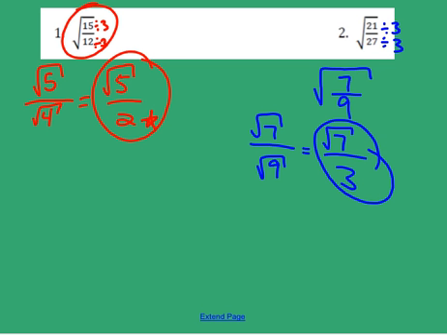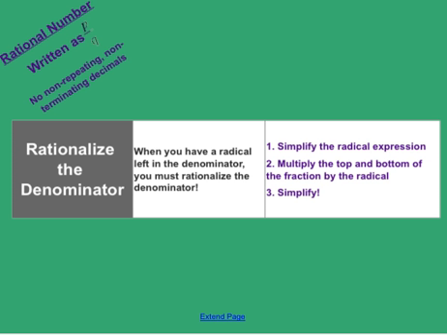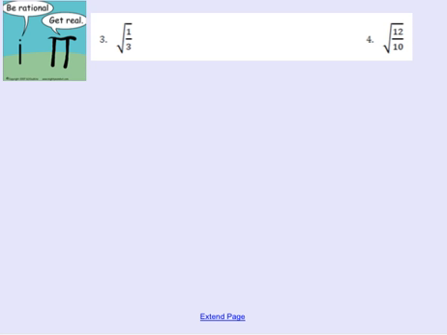Well, what happens when it's not? That's when we're going to rationalize the denominator. Simplify the radical, what we've been doing, and multiply the top and bottom of the fraction by the radical. Rational numbers, no non-repeating, non-terminating decimals.